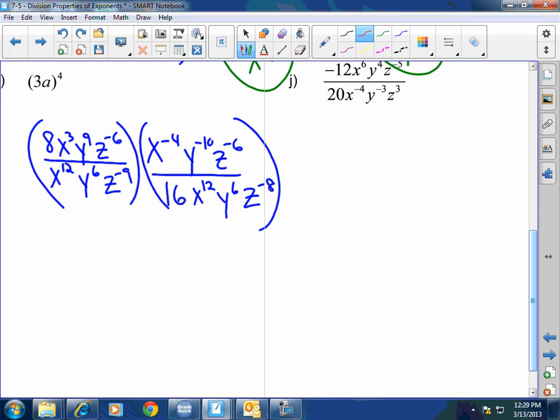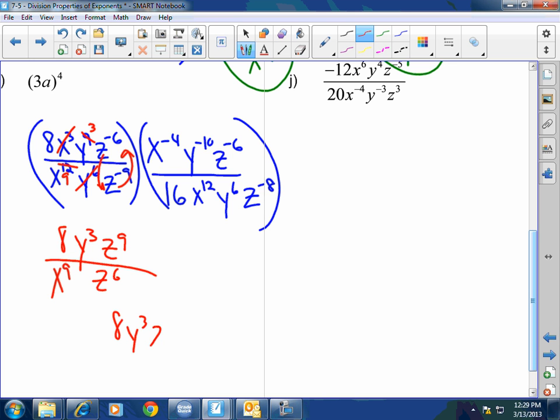Okay, now from here, I'm going to make everything positive in this first one. So the only guys that I got to flip is this guy goes up here, and this guy goes down here, correct? So this is 8, x cubed up here, take 3 from there, I got x to the 9th down here. 6 y's here, take 6 from there, I got y cubed up there. Then this is z to the 9th over z to the 6th. So I've got 8y cubed, z cubed over x to the 9th. Because 6 from here, 6 from there, boom, done.